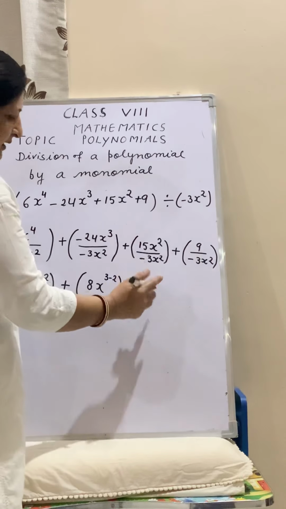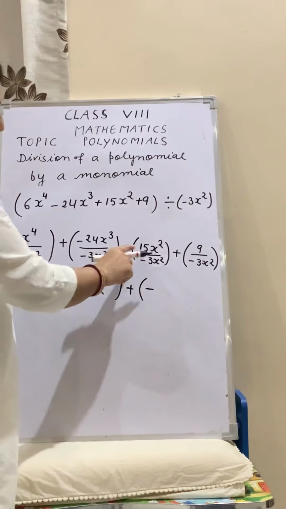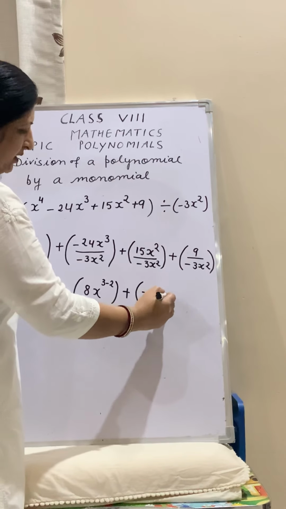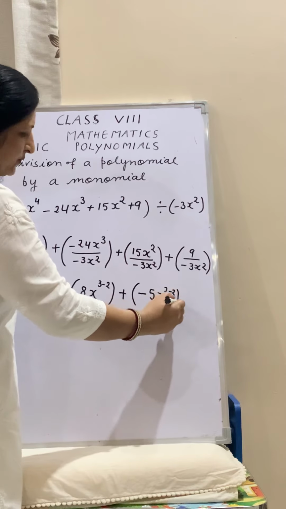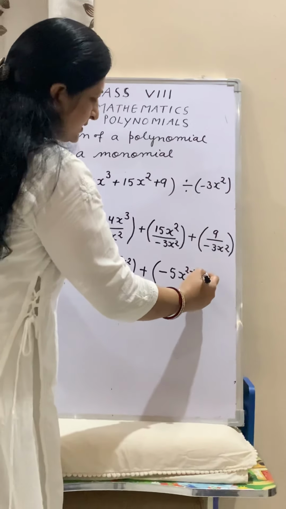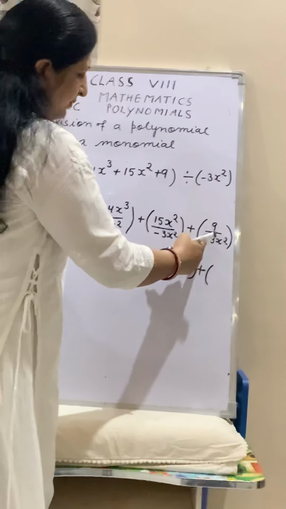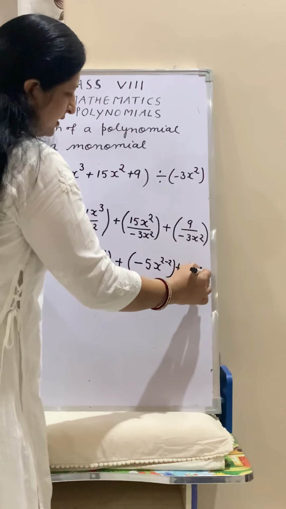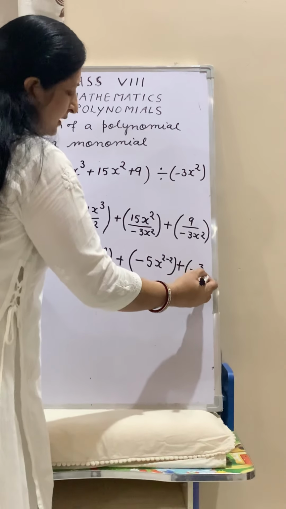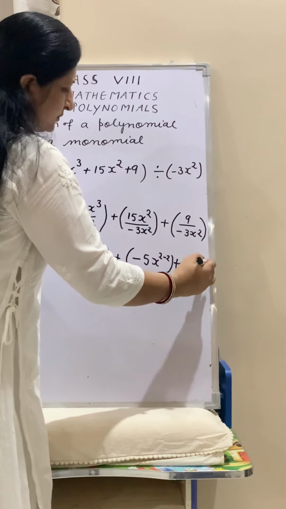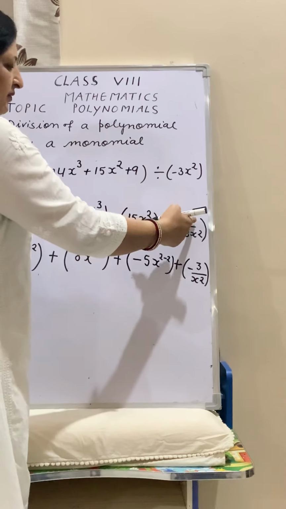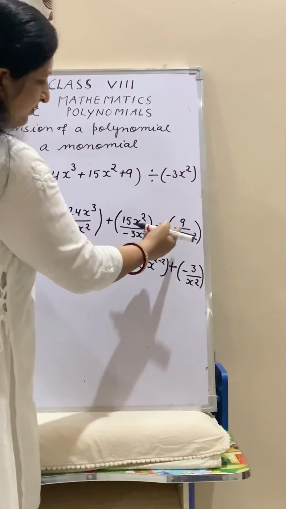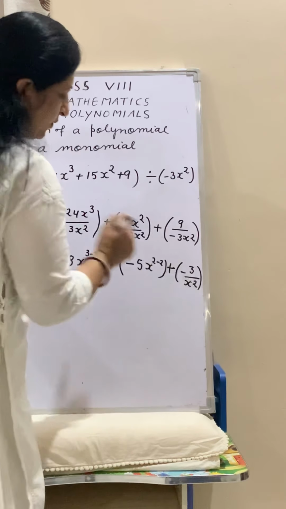Plus divided by minus, the answer will be negative. 15 divided by 3, 5. X raised to power 2 minus 2, plus divided by minus, the answer will be negative. 9 divided by 3, 3, and x raised to power 2. Because in the dividend there is no variable here, we will write x raised to power 2 from the divisor.